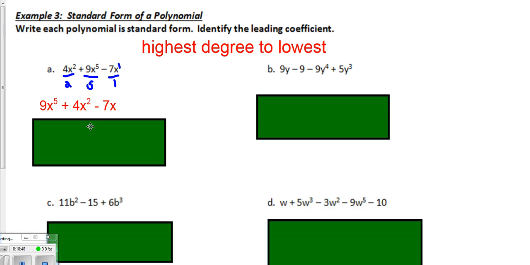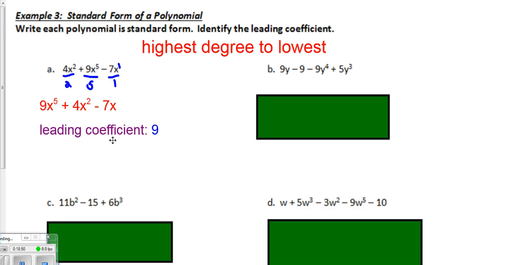So now what would be the leading coefficient? Well, that would be a 9. 9 is the one at the very front. 9 is in front of this term, so we call it a leading coefficient 9.